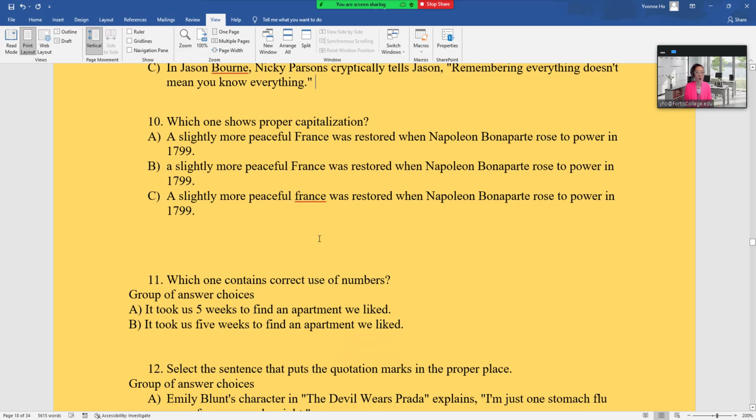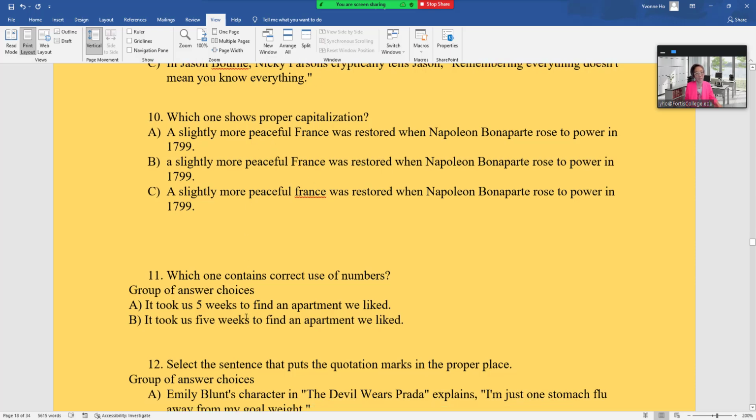Which one shows proper capitalization? So here you have peaceful France, okay, that's capitalized correctly. Napoleon Bonaparte. This looks like A is the correct answer. B is not correct because when you have a word at the beginning of a sentence, you got to capitalize it. And C is not correct because France is not capitalized. So A is the correct answer.